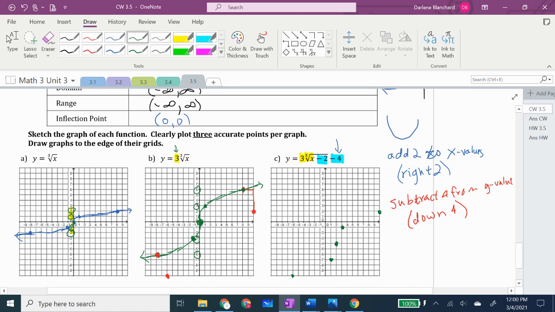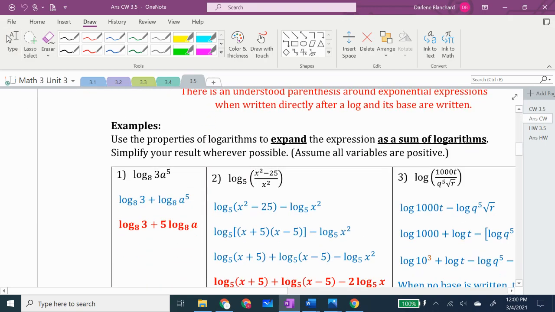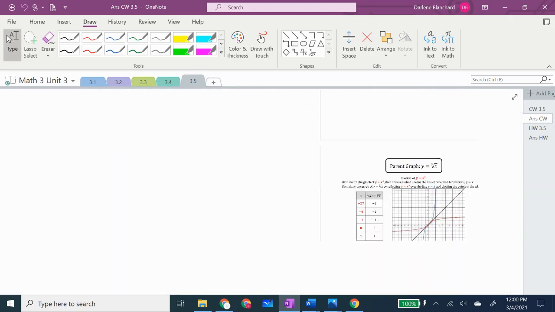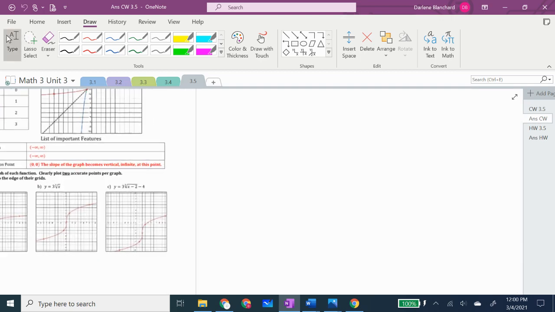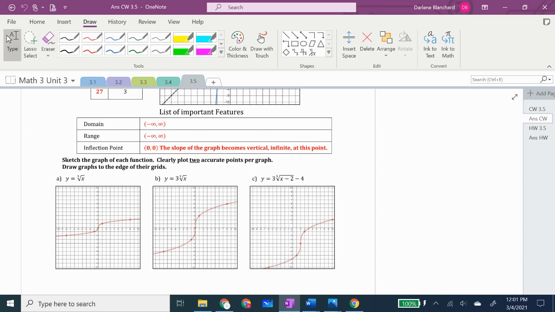And then remember where your center is. That is really, really important. And the graph is very vertical there. It's very steep. And then it opens toward the right and very steep, opening towards the left. And let me show you the answers. Nicely drawn out. And there you go.